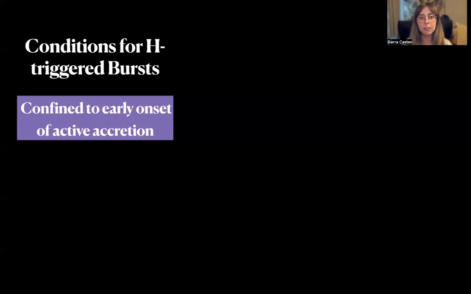Okay, so now we've discussed one idea for a condition that might be needed for hydrogen triggered bursts to occur, and that was being confined to the early onset of active accretion. This could be causing a sample bias. Maybe these weak bursts do occur a lot. We just haven't been able to observe that early onset of active accretion, so we've been missing them a lot. Or it's possible that also maybe they're just rare, but we have to take more observations to really find out.